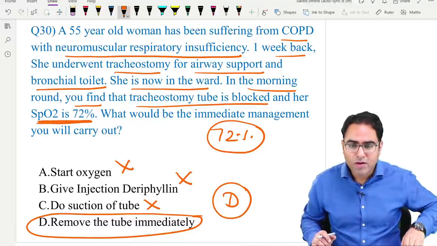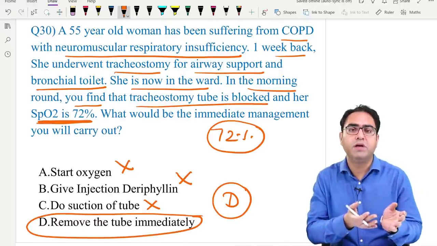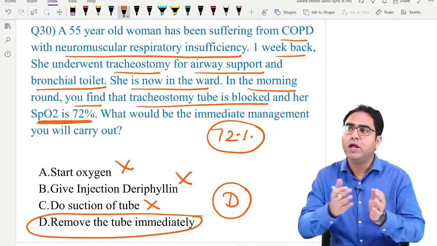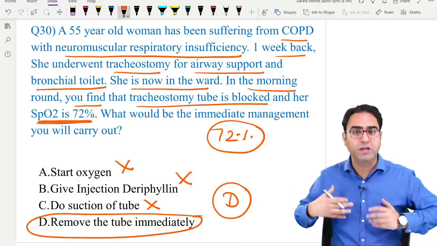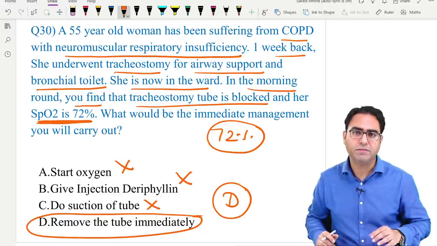Okay? When do we do suction? It should be done every hour in such a patient, beta. Every hour, depending on the secretion level, it may be 2 hourly, 3 hourly, depending on the patient's secretion level. But generally, we say it should be done hourly in this kind of patient, beta. Okay, fine.